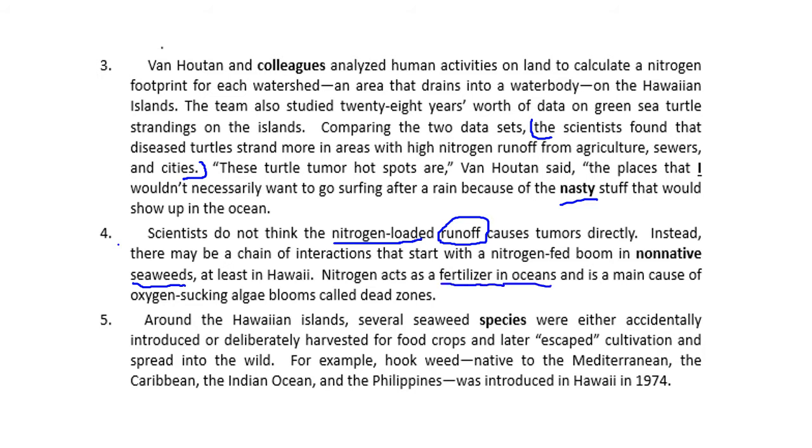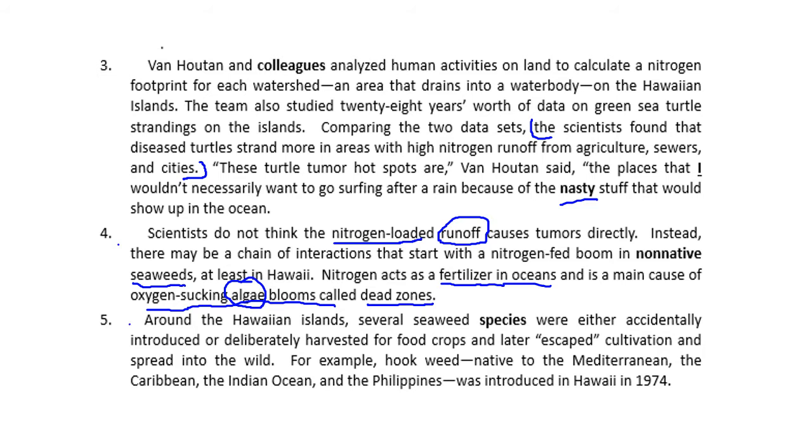Some of you might know that in order for the garden to flourish, or if you have a piece of land to flourish, you need to give it nitrogen. So this seaweed is benefiting from the nitrogen, that's the huge amount of nitrogen in the sewage water, and it's flourishing. And so this is a main cause of oxygen-sucking algae blooms called dead zones. Okay, also algae, plant life in the water. They're blooming means they're flourishing and they're growing.